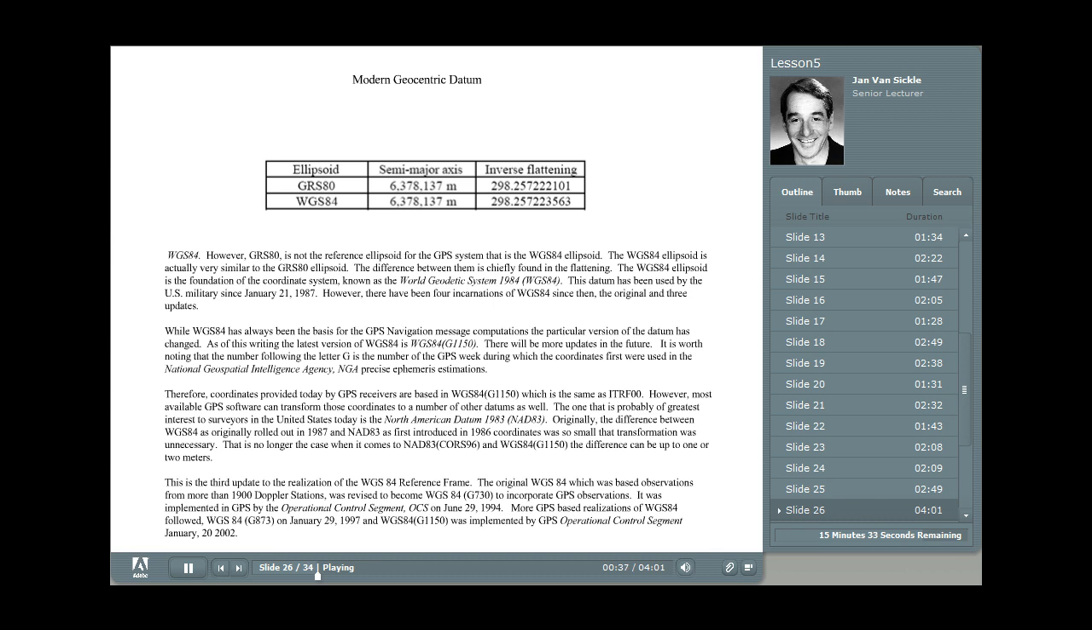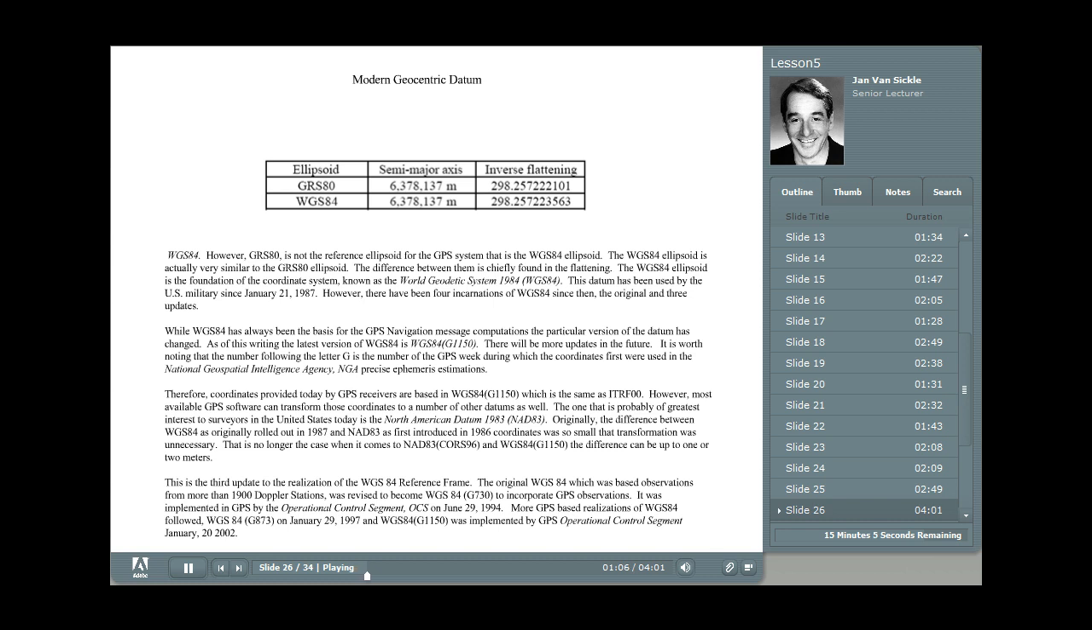Very, very similar to the same ellipsoid. The WGS 84 ellipsoid is the foundation of the coordinate system known as WGS 84, and this datum has been used by the U.S. military since January of 1987 as the foundation of GPS. Now that we've discussed what a datum is, I believe you have a good concept of what this means.